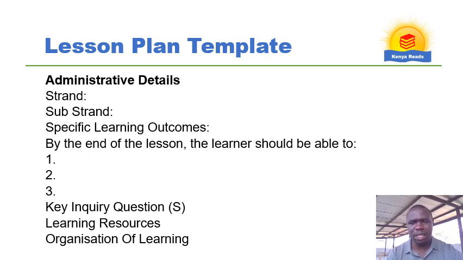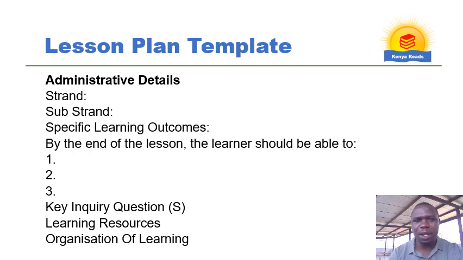So this is a simple lesson plan template. It has administration details, which I don't want to go into. But the strand, in some curricula they have what we call topics. You have to write it there, then the substrand, the subtopic, and then the specific learning outcomes. So you should say, by the end of the lesson, what do you expect? The learners should be able to, for example, do what? So you target the knowledge, you target the skill, then you target the attitude. That is the main thing.